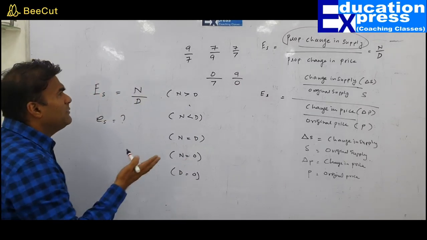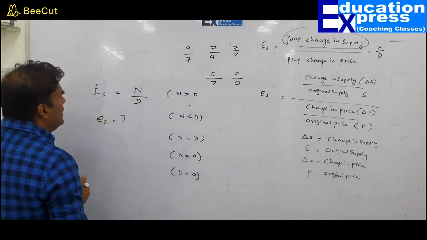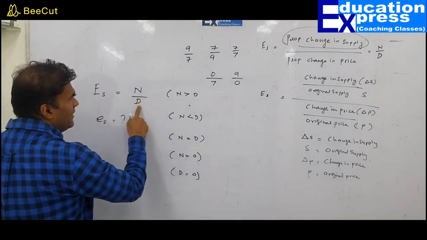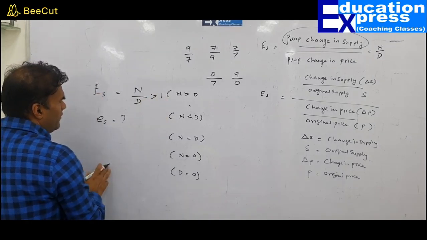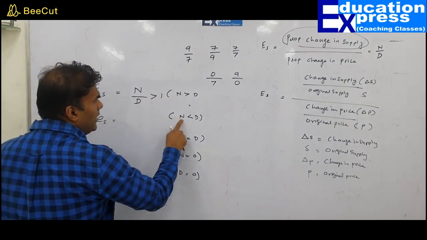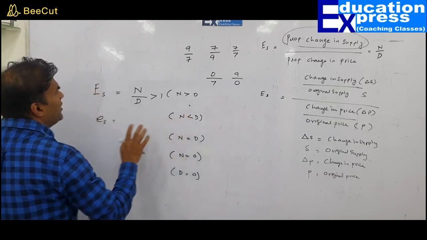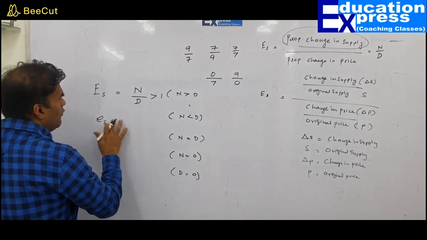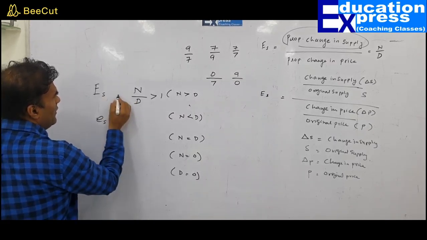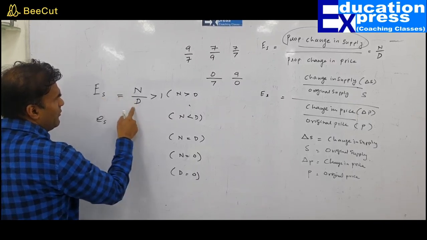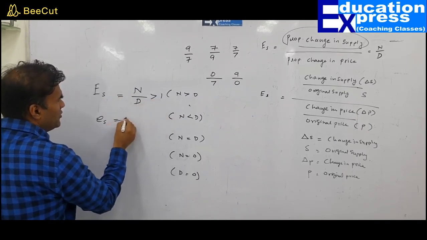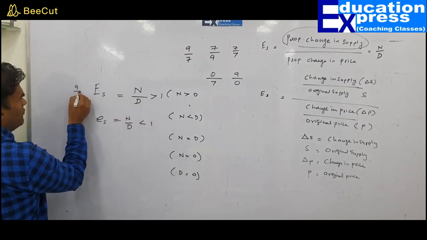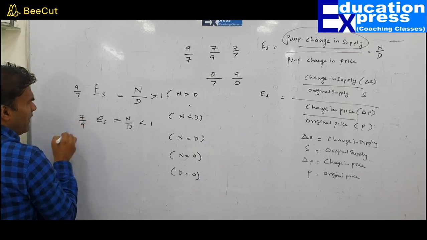Having said that, these are the possible values. In the light of that, the value of elasticity of supply, when numerator is greater than denominator, will be greater than 1. Elasticity of supply when numerator is less than denominator, numerator upon denominator will be less than 1. Hypothetically, you can assume 9 upon 7, 7 upon 9.